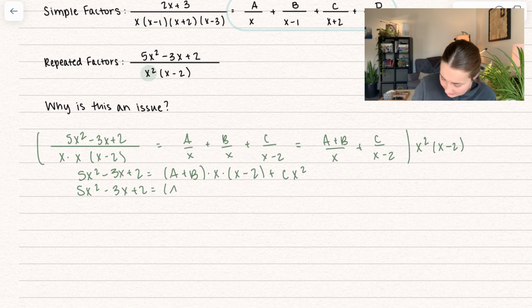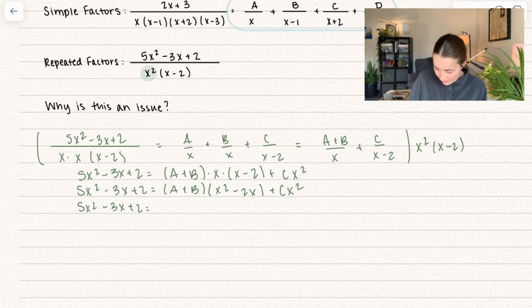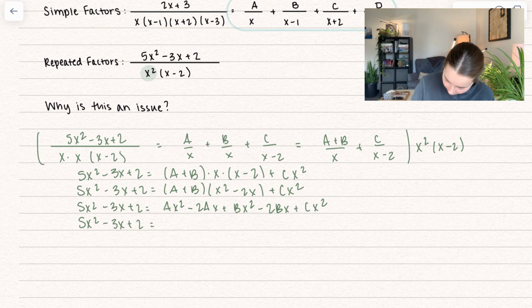Let's simplify the right side, A plus B, and that's going to be x squared minus 2x plus Cx squared. We can go ahead and distribute that A plus B out, right? That becomes Ax squared minus 2Ax plus Bx squared minus 2Bx plus Cx squared. So let's go ahead and combine common terms. So for our x squareds, we have A plus B, and we also have plus C, and those are our x squared terms. Let's combine our x terms, so that's going to be negative 2A minus 2B x, and then there are no scalars.